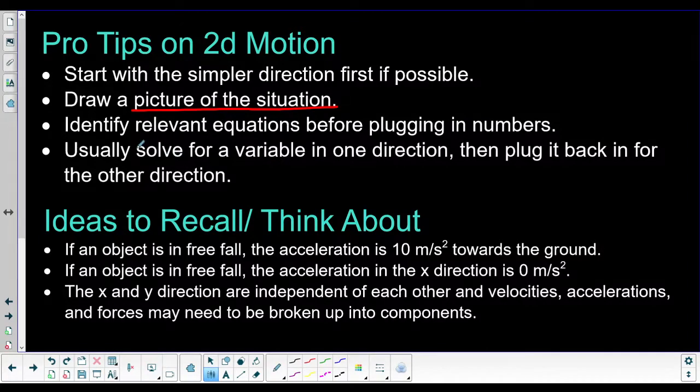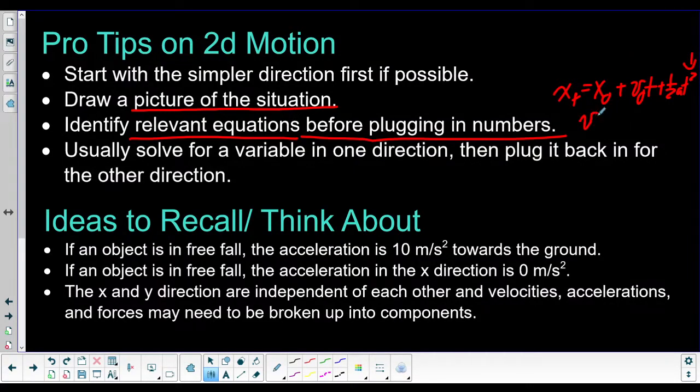Then before you start plugging in numbers, pick some relevant equations. The ones we're going to really focus on today are going to be our displacement equation, which is this thing that I'm writing down right now. And we need to make sure we don't forget the squared on the t. I always forget that. And then maybe we have to dabble a little bit in our velocity equation as well.